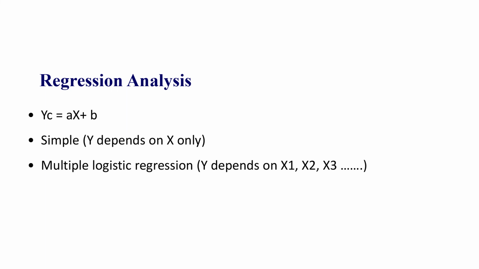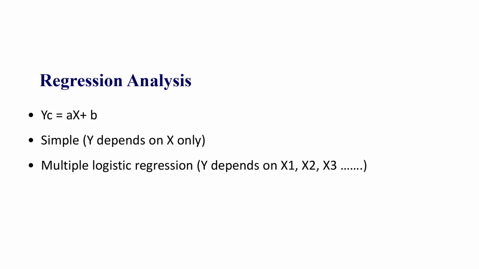You might be remembering in school days we had a line equation. It is similar to that. You have an equation something like this: y is equal to ax plus b. In simple regression you have only one independent variable and one dependent variable. So, height and weight, or average temperature in the day and number of ice cream cones sold. Only one independent and one dependent variable.